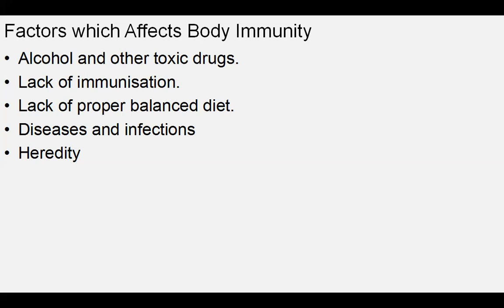The last point, heredity. Some body immunity gets to be weak because of inheriting some kinds of inefficiencies or problems that can be inherited from past generations, for example sickle cell anemia and others. So specifically, it affects the body immunity to fight against such kinds of situations.